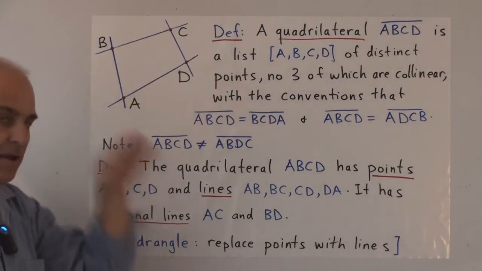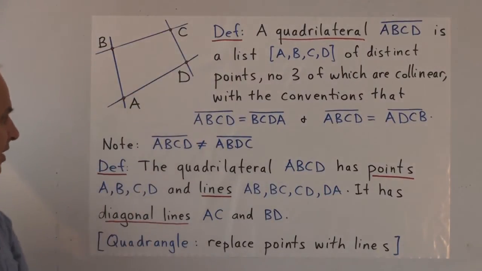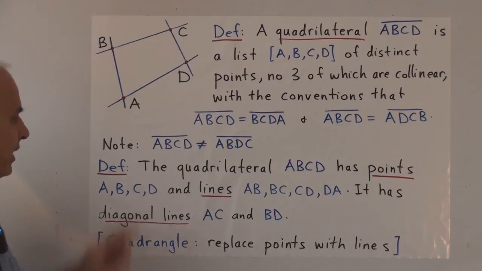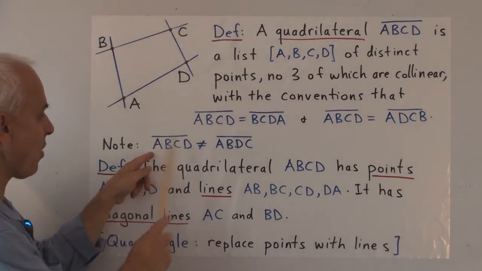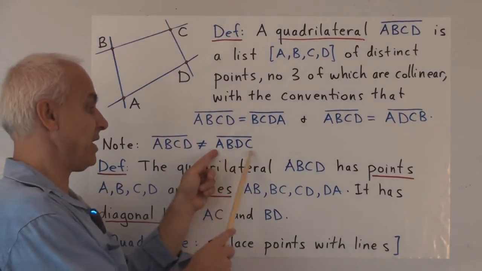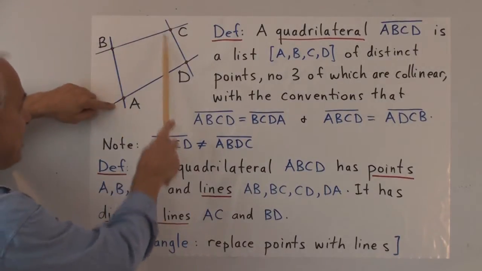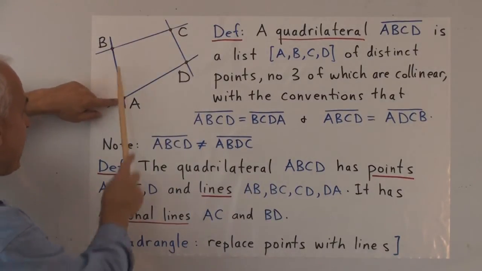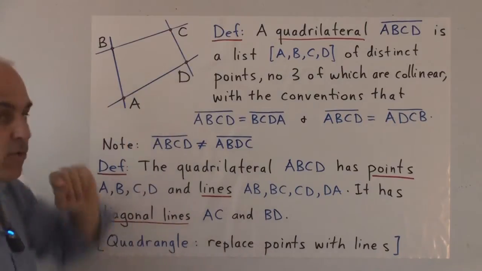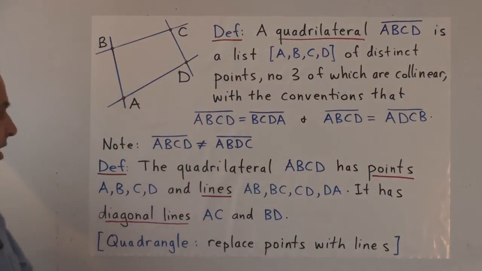This makes it very clear what exactly a quadrilateral is. And let's note that ABCD, that quadrilateral, is not equal to ABDC. So ABCD, that's one quadrilateral. ABDC, in that order, that is a different quadrilateral.